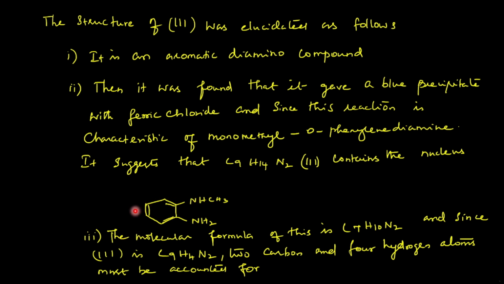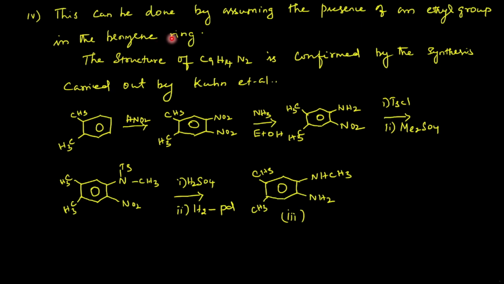This is the nucleus found in the compound 3. The molecular formula of this is C7H10N2. But the molecular formula of the compound 3 is C9H14N2. There are 2 carbon and 4 hydrogen atoms to be accounted for. This can be done by assuming the presence of an ethyl group in the benzene ring or 2 methyl groups. The structure of C9H14N2 is confirmed by the synthesis carried out by Kuhn et al.